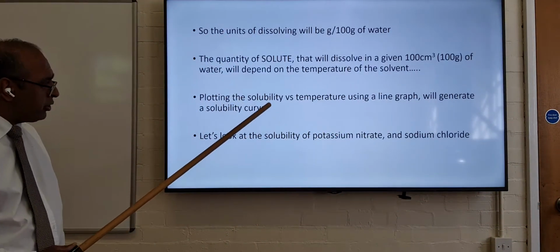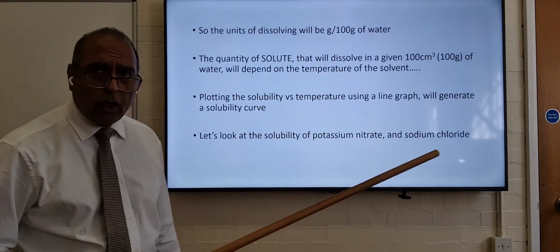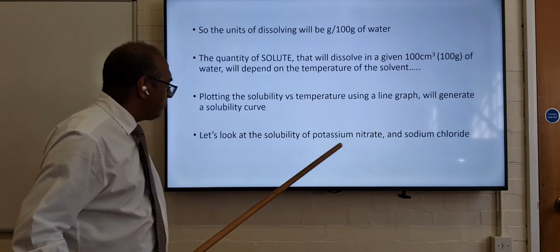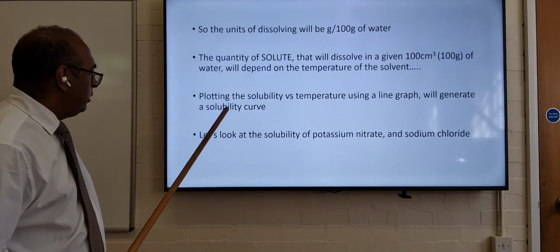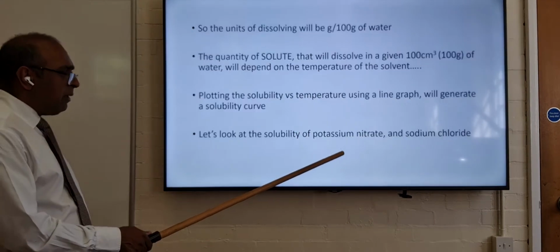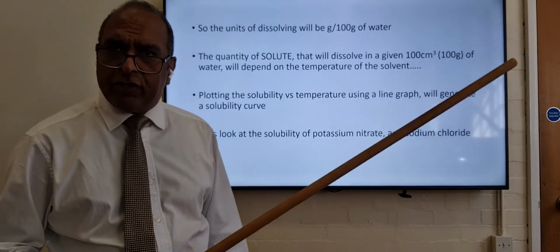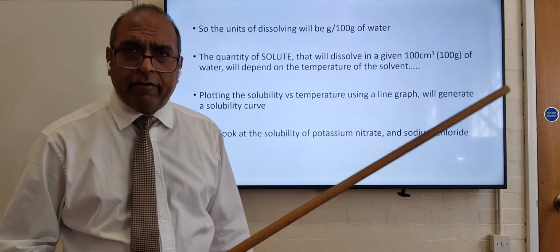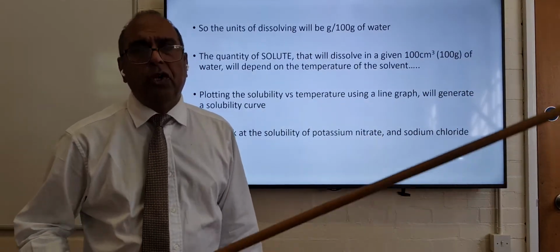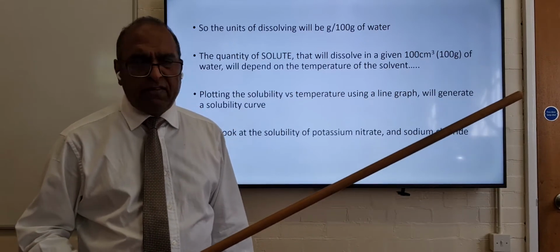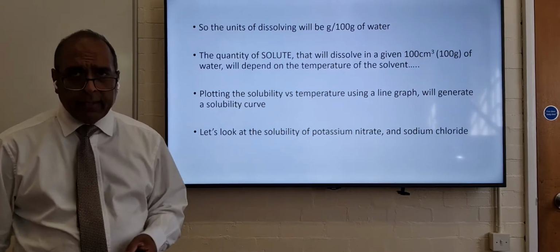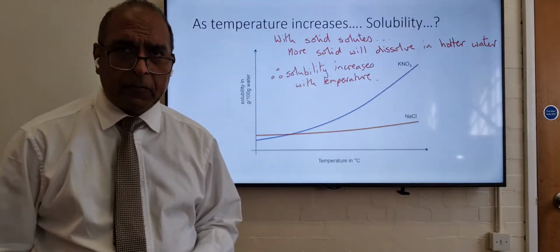And if you plot solubility against temperature on graph paper, then the line graph is called a solubility curve. Potassium nitrate is very, very soluble. Nitrates generally are very, very soluble. Sodium chloride is household salt. You know it's soluble, but it's not very, very soluble. It's just soluble. Let's have a look at their solubility curves.